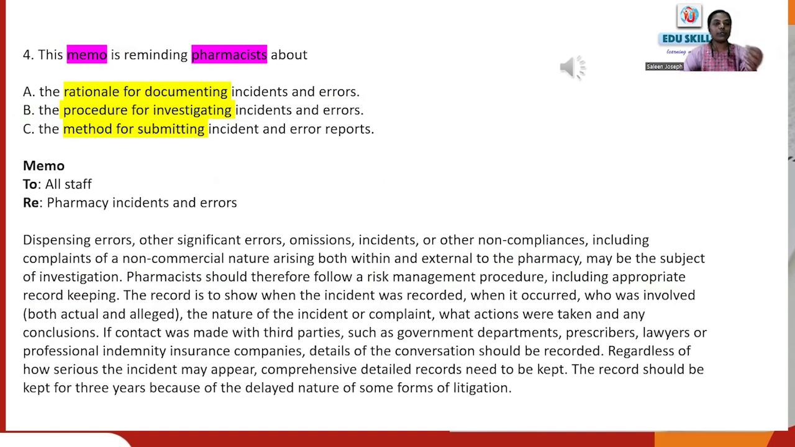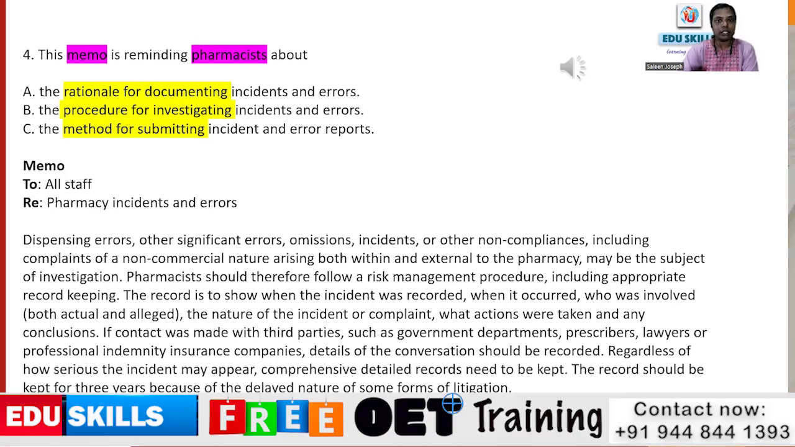The answer options are the rationale for documenting incidents and errors, the procedure for investigating incidents and errors, and the method for submitting incident and error reports. So they're talking about incidents and errors. The keywords we have to look for in the text: rationale means the reason for documenting, why you have to document incidents and errors. Procedures for investigating, whether they're talking about any procedure for investigating. And method for submitting.